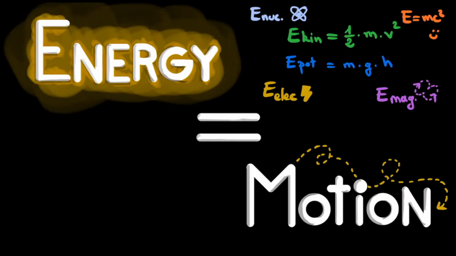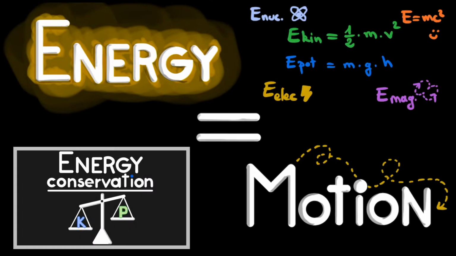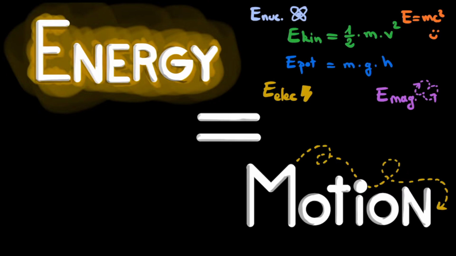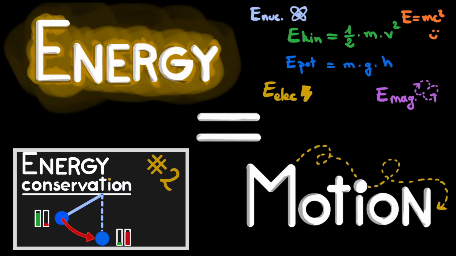What makes energy such a powerful concept in describing reality is arguably what is the most important law in physics, namely conservation of energy, which says that for a closed system, the total energy will always be the same. So in other words, it remains constant over time.